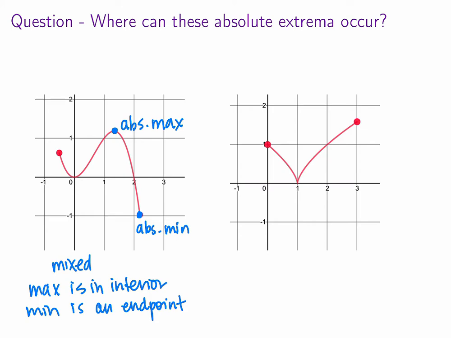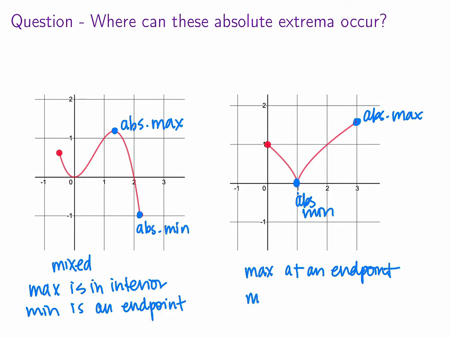And then we sort of have the reverse over here. Our absolute max, I guess it's about 3 comma 1.5. The max is at an endpoint. And the minimum value here, which at 1, 0, the min is on the interior. So we can mix and match. Your absolute extrema can occur on an endpoint and can occur in the interior. And if the max is 1, the min doesn't have to be something specific. We can mix and match all those situations.